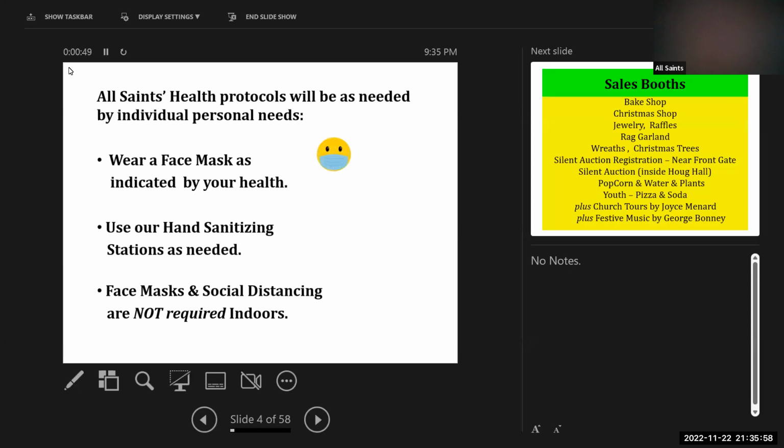So we're saying wear a face mask depending on your health. If you want to wear a face mask, that's fine. We'll have hand sanitizer throughout the area, so if a customer needs some help, you can tell them what to do. Face masks are not going to be required in here at the door, unless, of course, someone wants to wear one.